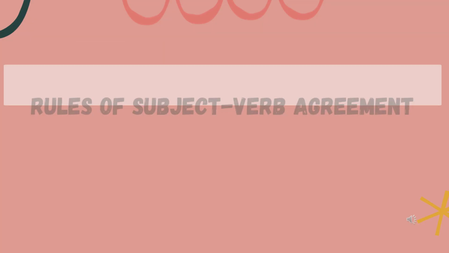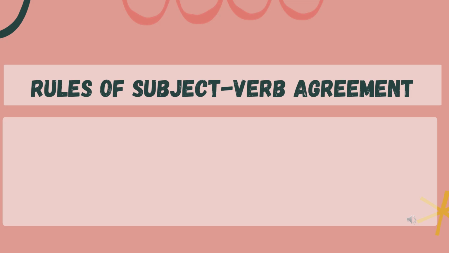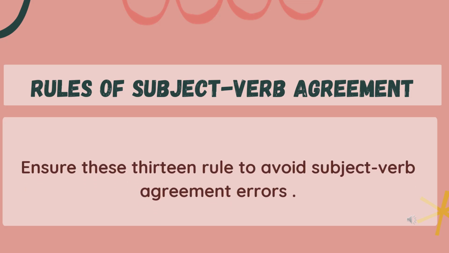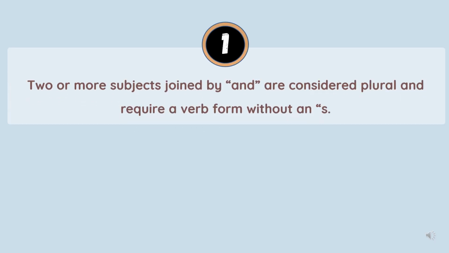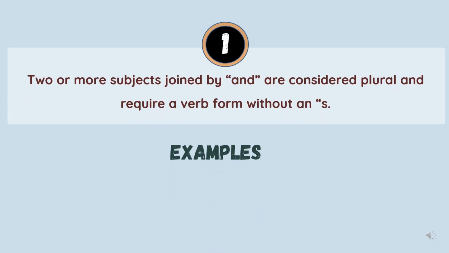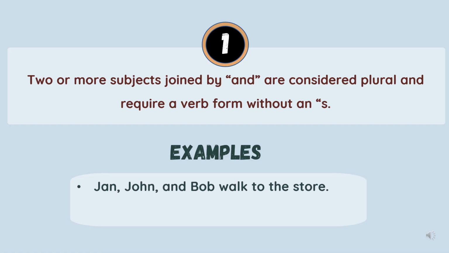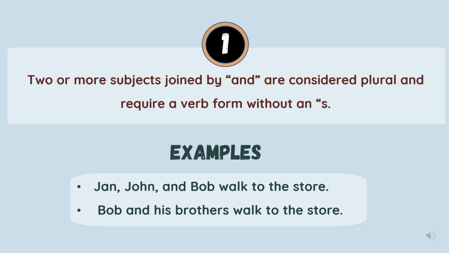Master 13 key rules to eliminate subject-verb agreement errors. Let's dive in. Each rule will make your writing sharper and more precise. Compound subjects joined by and are always plural. Use the base verb, no S. Examples: Jan, John, and Bob walk, not walks. Bob and his brothers walk. Remember, multiple subjects? No S on the verb.